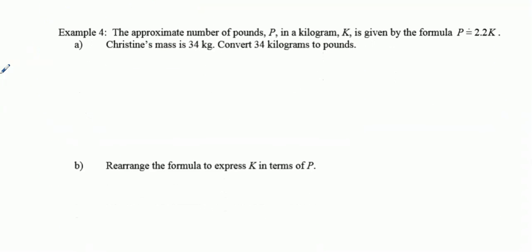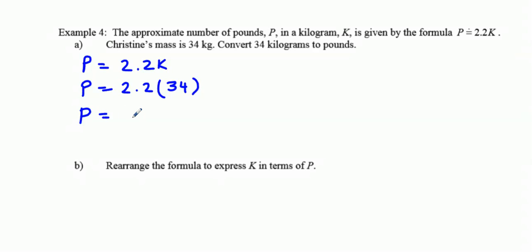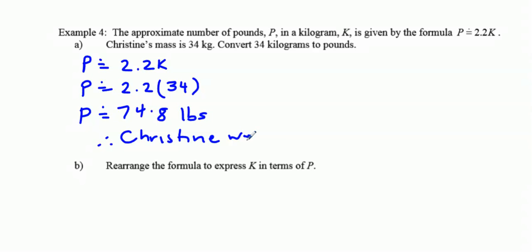Okay. The approximate number of pounds, P, in a kilogram is given by the formula P is approximately equal to 2.2 K. Christine's mass is 34 kilograms. Convert 34 kilograms to pounds. So we've got the formula pounds equals 2.2 kilograms, and it says convert 34 kilograms to pounds. So I am just going to write P equals 2.2 times the number of kilograms, which is 34, and P equals, where's my calculator? 34 times 2.2. That's 74.8, and this is all approximate because that's an approximate formula. 74.8 pounds. Therefore, Christine weighs 74.8 pounds.